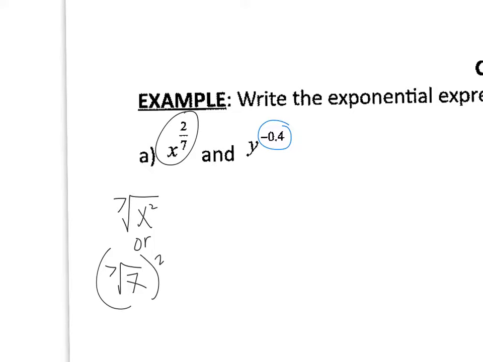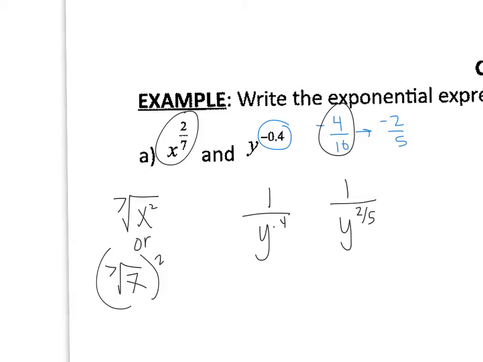Now if you see a decimal, write the decimal as a fraction. So -4/10 is the same thing as -2/5. Remember with negative exponents, if the expression is in the numerator, you change it to the denominator. So this is actually going to be 1 over y to the 0.4 power, and we know that 0.4 is 4/10 or 2/5. So I write it as 1 over y to the 2/5. Now I'm going to write this as a radical expression: 1 over the 5th root of y squared, or you could write it as 1 over the 5th root of y, squared. Same thing. So if you have a decimal, write it as a fraction.